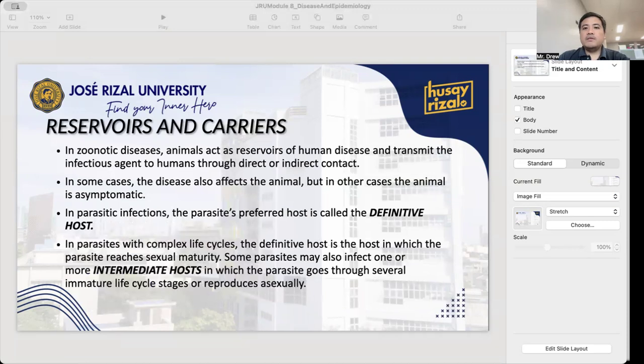Reservoirs and carriers, zoonotic diseases. Animals serve as reservoirs and can transmit diseases. One is the definitive host, the host where a parasite reaches sexual maturity, and the intermediate host, where it is in an immature life stage.